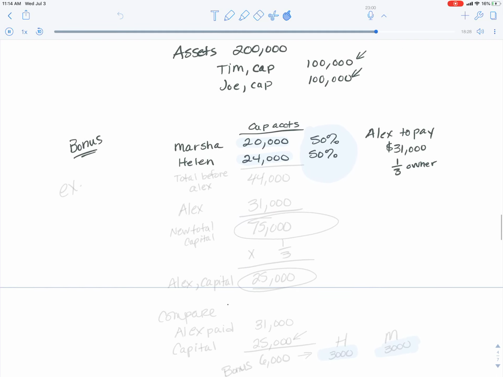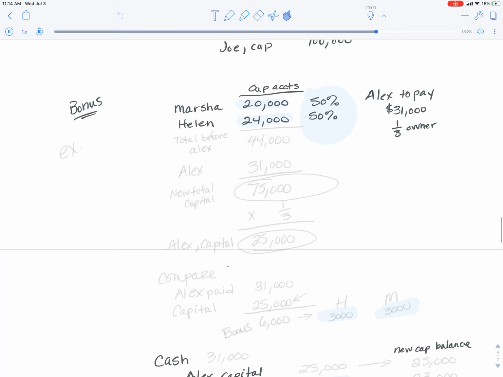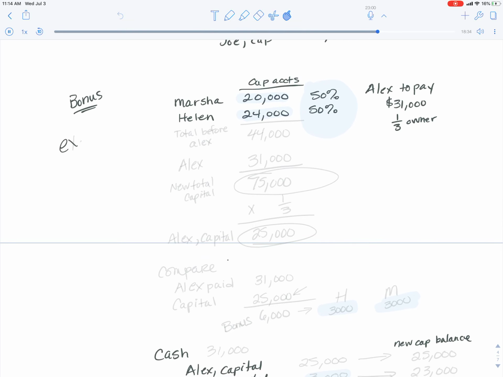Next, let's see how this would work with a new example in bonus entries. Okay, so we have here two partners, Marcia and Helen. Marcia and Helen share 50-50 in this partnership. And Alex comes along and he wants to be a partner. He's going to be a third owner, and he's agreed to pay $31,000 to be a third owner.